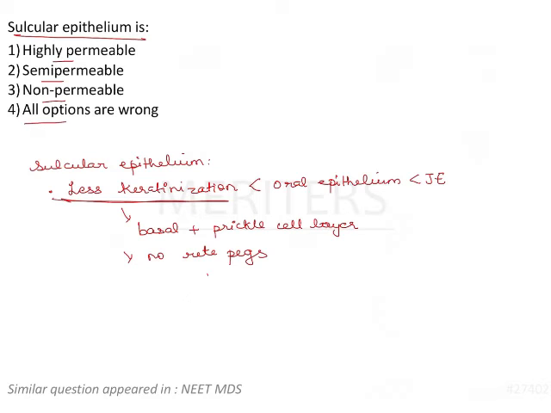Because of these characteristic features of the circular epithelium, it is semi-permeable in nature. Because it is semi-permeable, it will allow some amount of bacterial byproducts to seep into the gingiva. So this is where the entry of microorganisms and their byproducts into the gingival epithelium can occur through the tissue fluid.